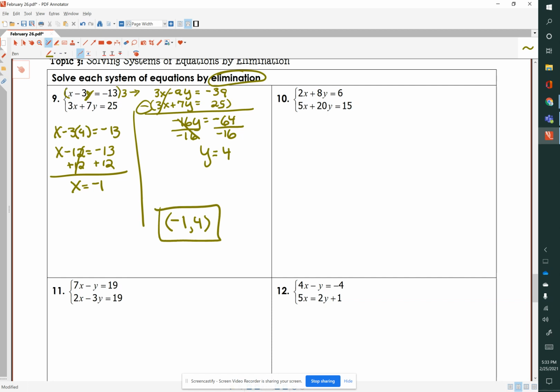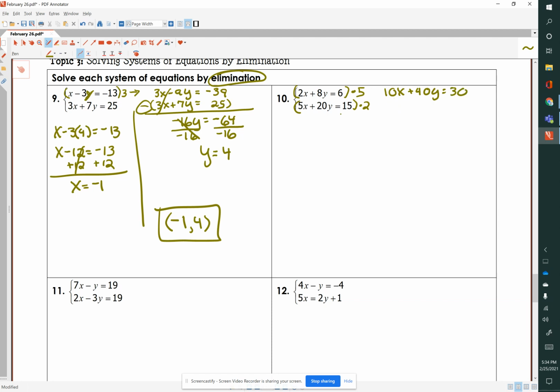Okay, let's see what we have here. We have 2x plus 8y equals 6, and 5x plus 20y equals 15. I think I'd like to eliminate the x's, and if I multiply the first equation by 5 and the second equation by 2, then I'll have 10x, and I can work with that. So let's multiply the first equation by 5, which will give us 10x plus 40y equals 30.